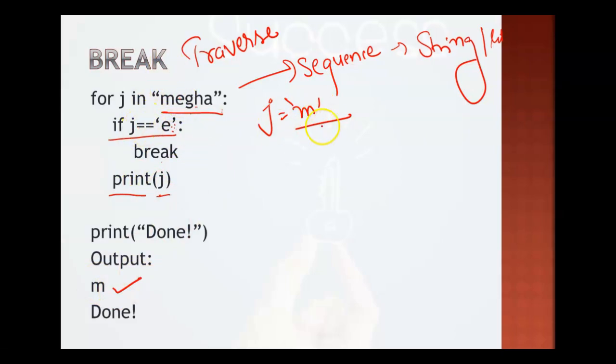So then again it will be checked with the condition, e is equal to e. Yeah, these two are true. So break will take you out from the loop. So it will come out here. And then you have what? Print statement one more, and done. So it will display m and done and exclamation mark. So this is the output. I hope you are clear with this.